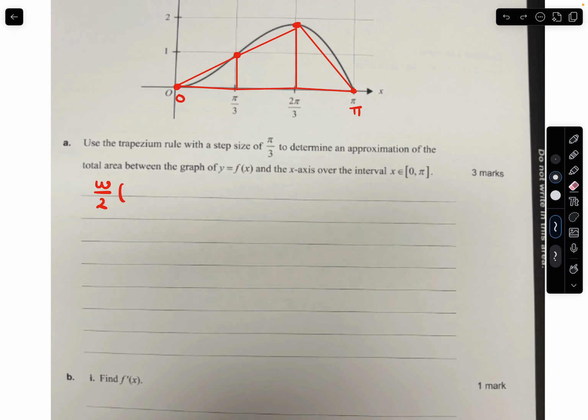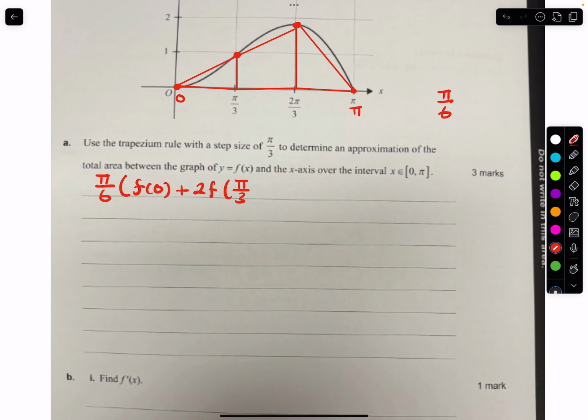So let's try it. So what's the width? Well, we know the width is pi on 3. Remember we said divided by 2, which becomes pi on 6, because, yeah, times it by half. So pi on 6. So starting value is f of 0. Always the middle values, these two middle values are going to be 2f, so 2f of pi on 3 plus 2f of 2 pi on 3. And you're up to the ending value, and that's just going to be f of pi. Done.